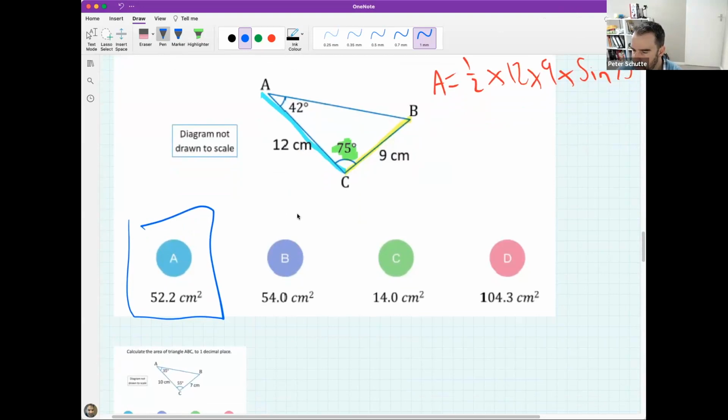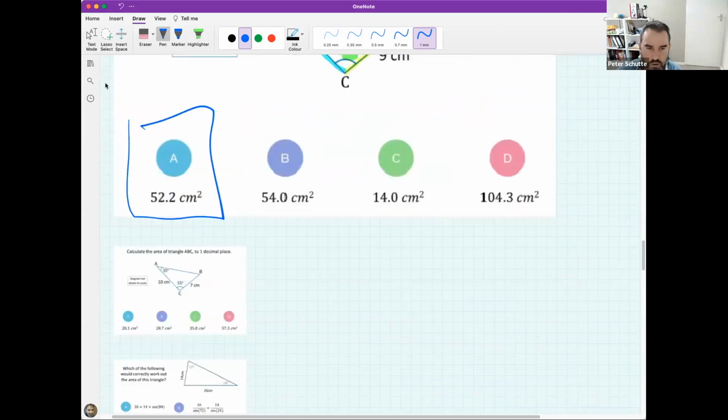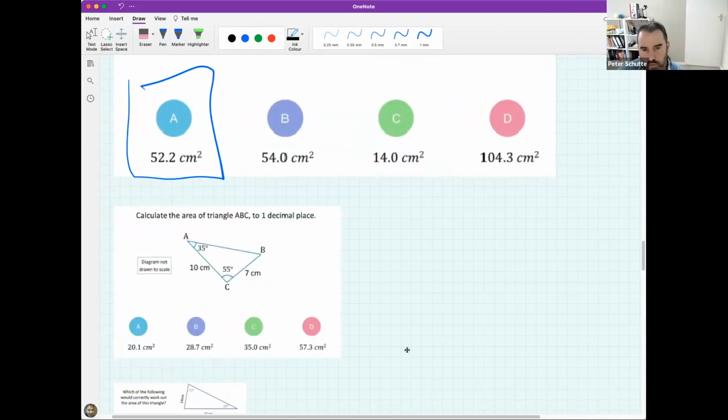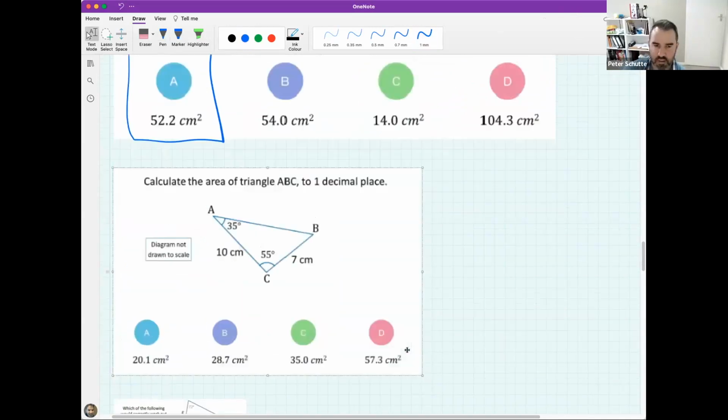So a good question: how would you know which angle to use? The way you would know which angle to use for the area rule is, if you're given two sides, you're always going to look for the angle in between the two sides that you know. That's the key thing. Whenever you use the area rule, think of two sides and the included angle. That's what you're looking for.